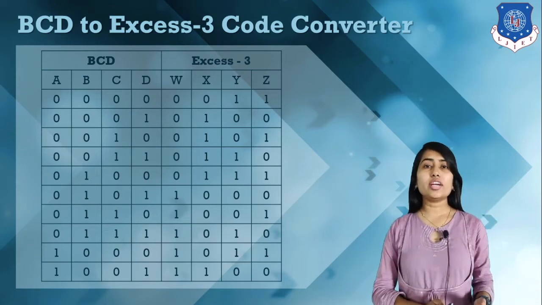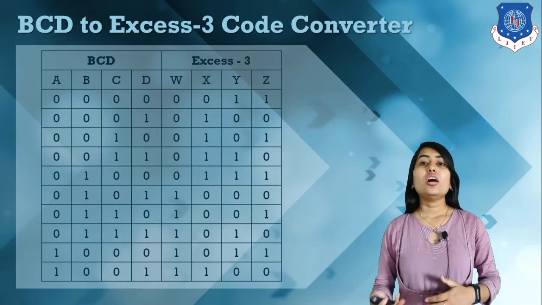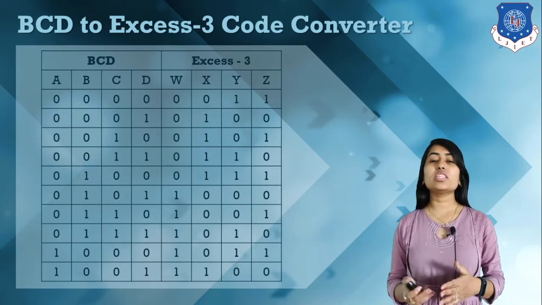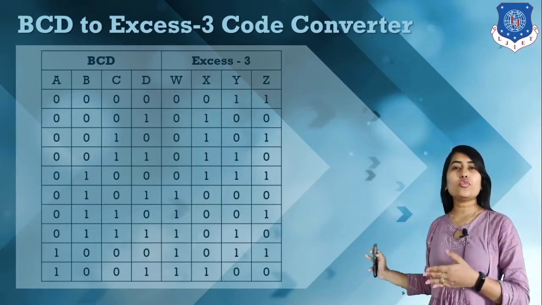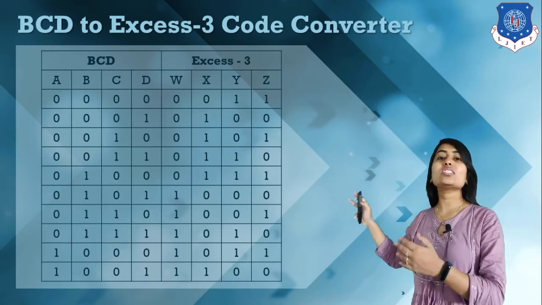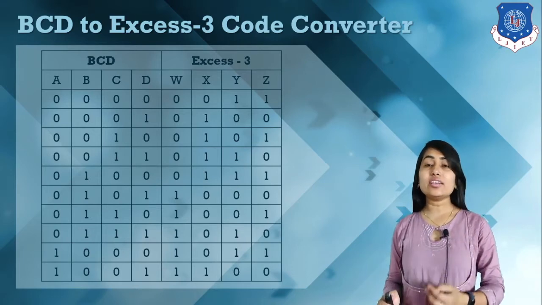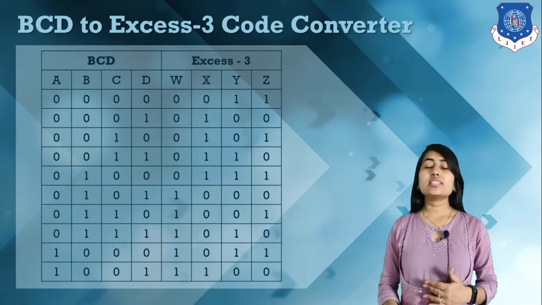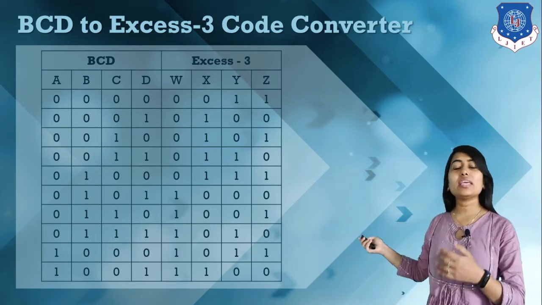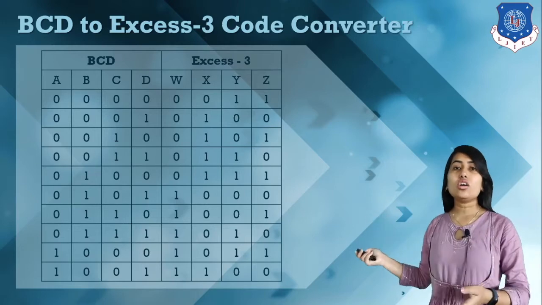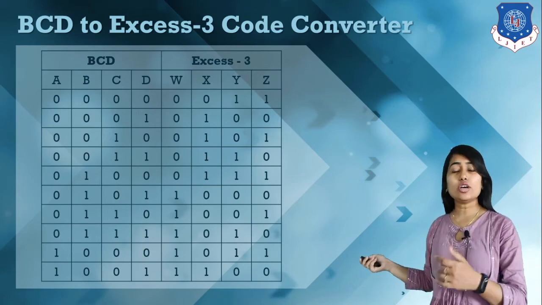Now this BCD to XS3 conversion is done by making logical expressions and then designing these logical expressions with the help of gates. For the XS3 output code we have W, X, Y, Z. So we have to make logical expressions for W, X, Y, Z in terms of A, B, C, D. To identify the logical expressions we use the K-map. By making a K-map for W, X, Y, Z we can find the logical expressions in terms of A, B, C, D.